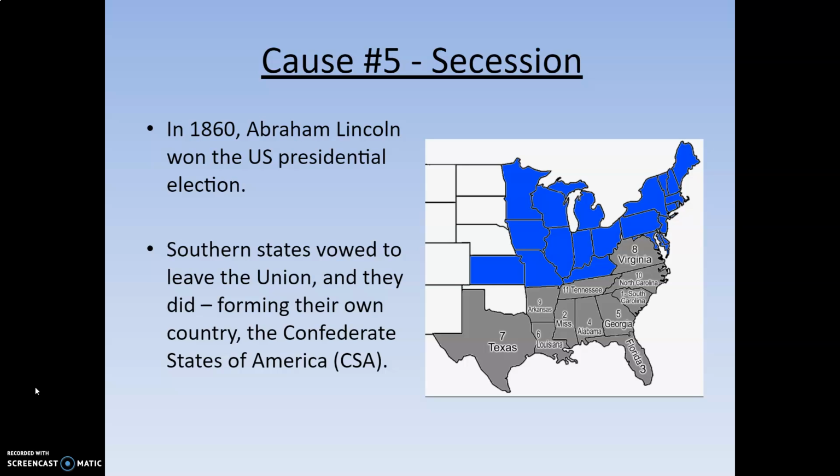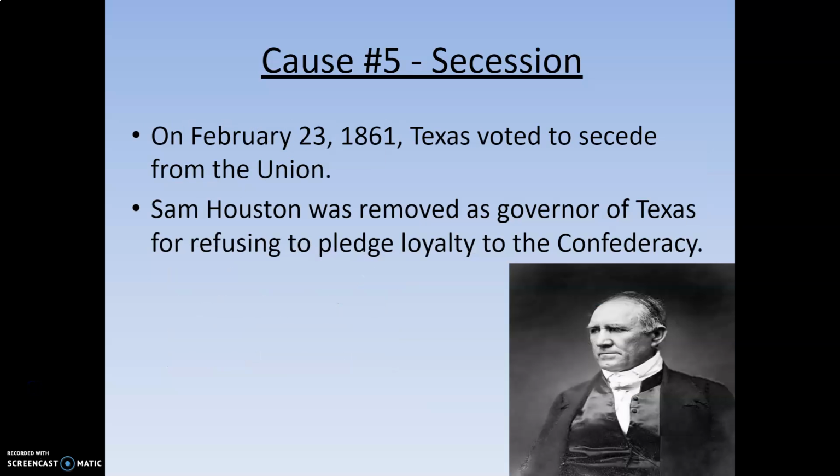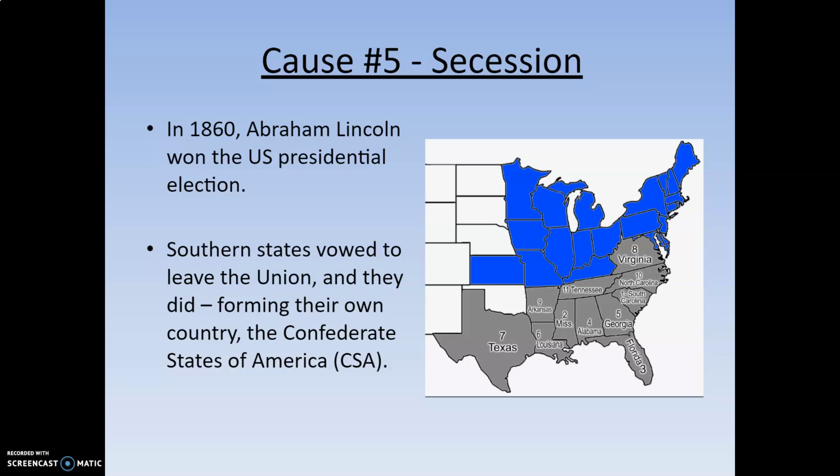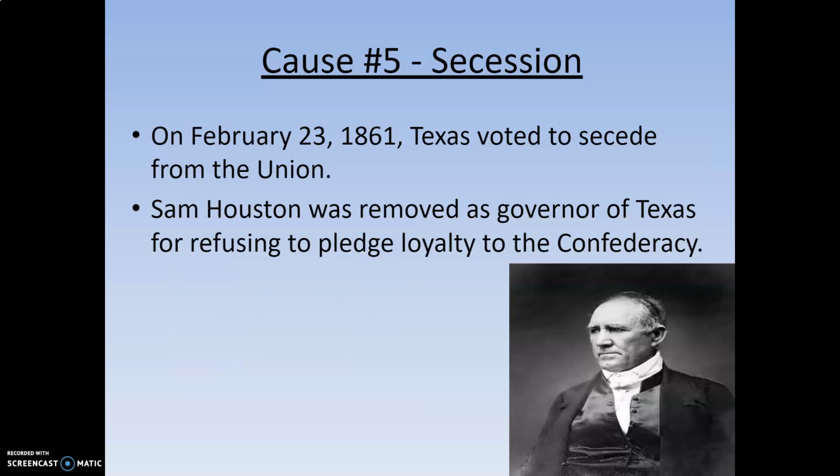In 1860, Abraham Lincoln won the presidential election, and this caused the secession of the southern states. As you well know and remember, in the southern states, they didn't even have him on the ballot. Oops. Okay, southern states vowed to leave the Union, and they did, forming their own country, the Confederate States of America. On February 23rd, 1861, Texas voted to secede from the Union. Sam Houston was removed as governor of Texas for refusing to pledge loyalty to the Confederacy.